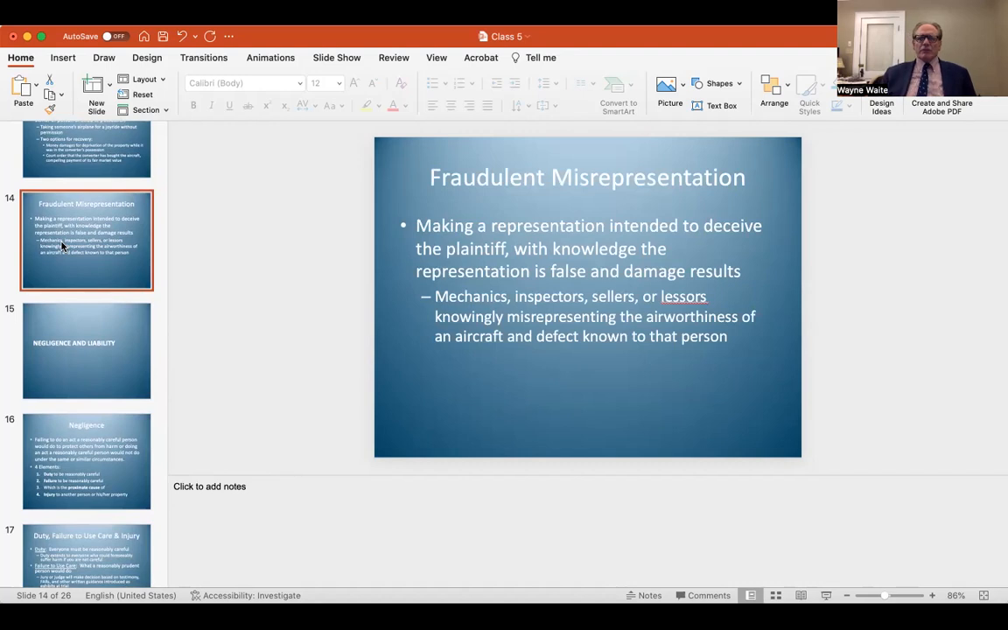Okay, what about fraudulent misrepresentation? A fraudulent misrepresentation is a representation that's intended to deceive another, or the plaintiff. The plaintiff is going to be suing you, with knowledge that the representation is false and with damaging results. So mechanics, inspectors, sellers, or lessors knowingly misrepresenting the airworthiness of an aircraft and defect known to that person. So let's say you have an aircraft that is burning excessive amounts of oil, and you tell the folks the engine is clean, no known problems. That's a fraudulent misrepresentation made to an individual.